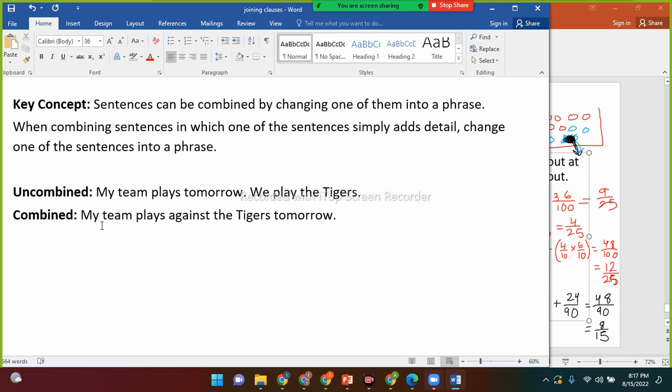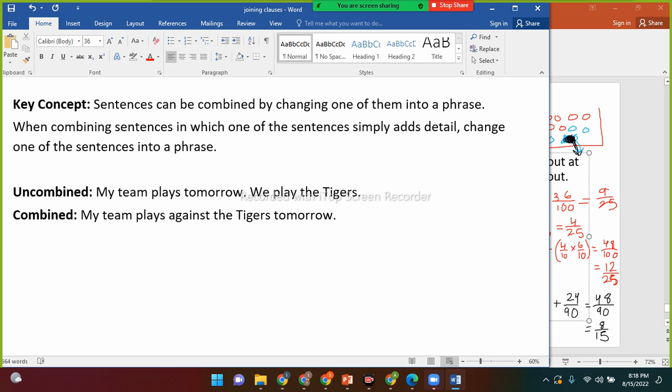Not only are you talking about your plays, not only are you telling me that your team is playing, not only are you telling me when, you're telling me who they're playing against. So we have all those dynamics in one sentence. So you're being more concise with your words. You're being more efficient. That's the word. You're being more efficient with how you write.